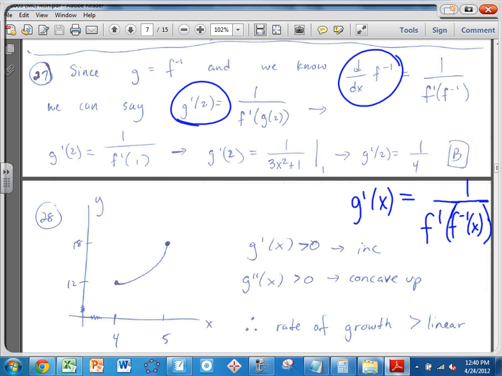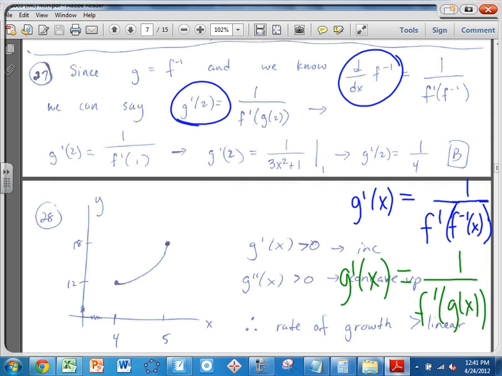Just because when we translate this, it's going to become g of x, not g inverse of x. So if we want to know g prime of 2, we do 1 over f prime of f inverse, right here. But f inverse is g of x, so this becomes... Now, the tough part of this problem is actually figuring out what to do next.